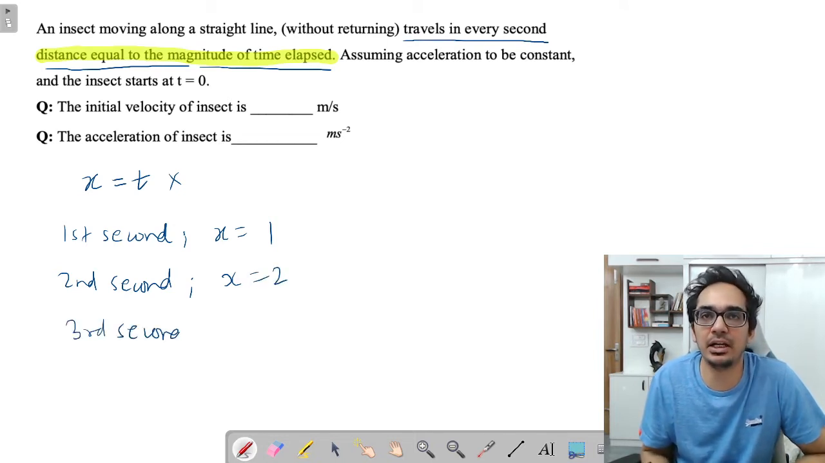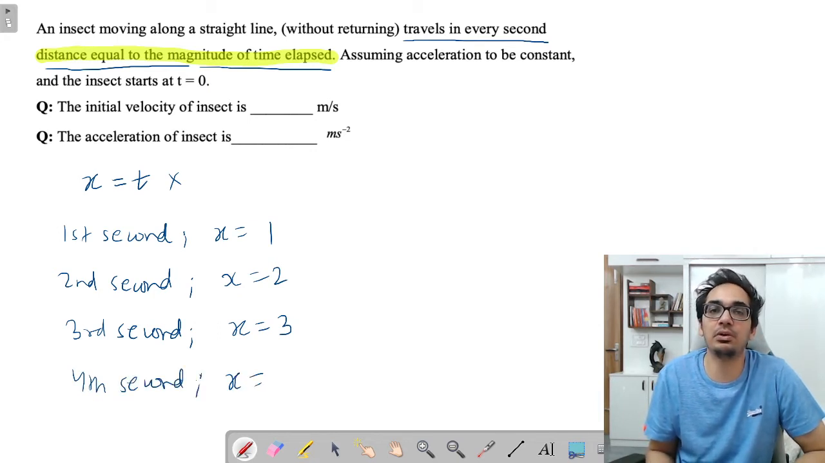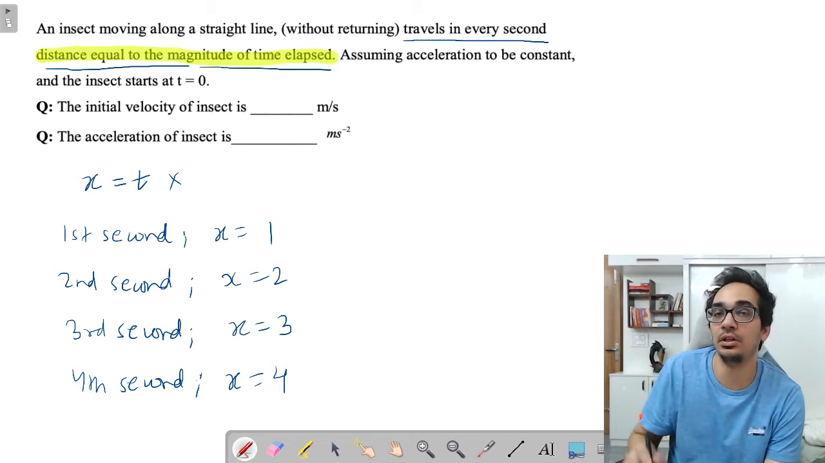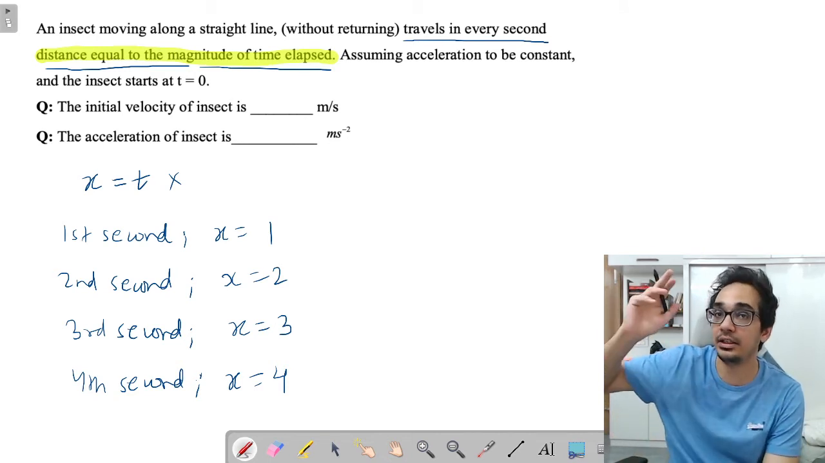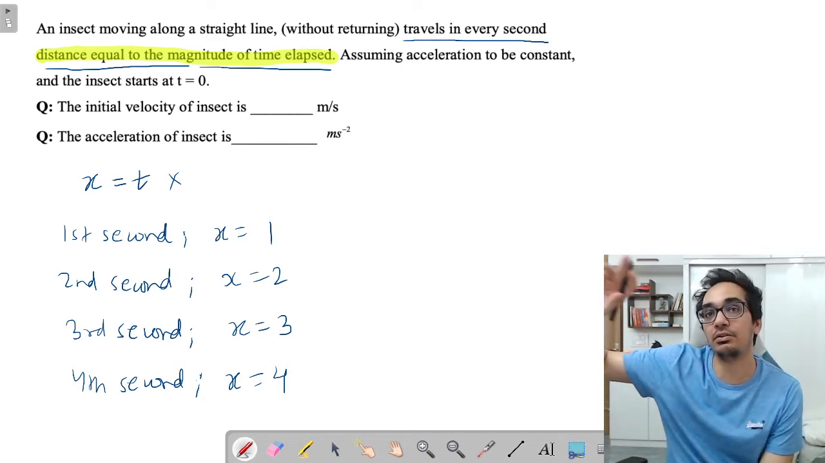In third second time elapsed has been 3 seconds, so now in that second it will travel a distance 3. Similarly in fourth second, how much distance will it travel in fourth second? It will travel 4 meter, because time elapsed is 4 seconds. So this is what it is written here, that travels in every second distance equal to the magnitude of time elapsed. So in tenth second it will travel 10 meter. In 20th second it will travel 20 meter.